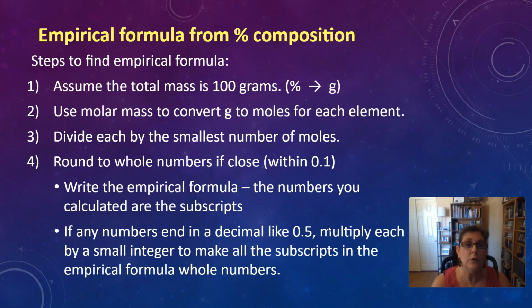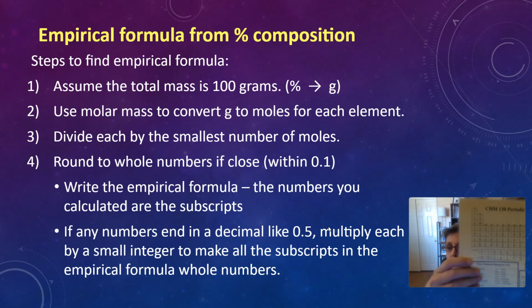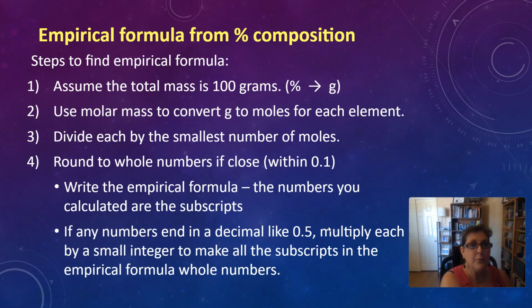Number 2, you use the molar mass for each element to convert from grams to moles. So we know how to do that. Again, grams to moles, moles to grams, you use the molar mass. Molar mass is the mass in the periodic table. All right, step 3, you're going to have these ratios of moles. We're going to divide each by the smallest number of moles so we get whole numbers. Number 4, round the whole numbers if they're really close, like 3.95 would round to 4. Okay, and then you write the empirical formula.